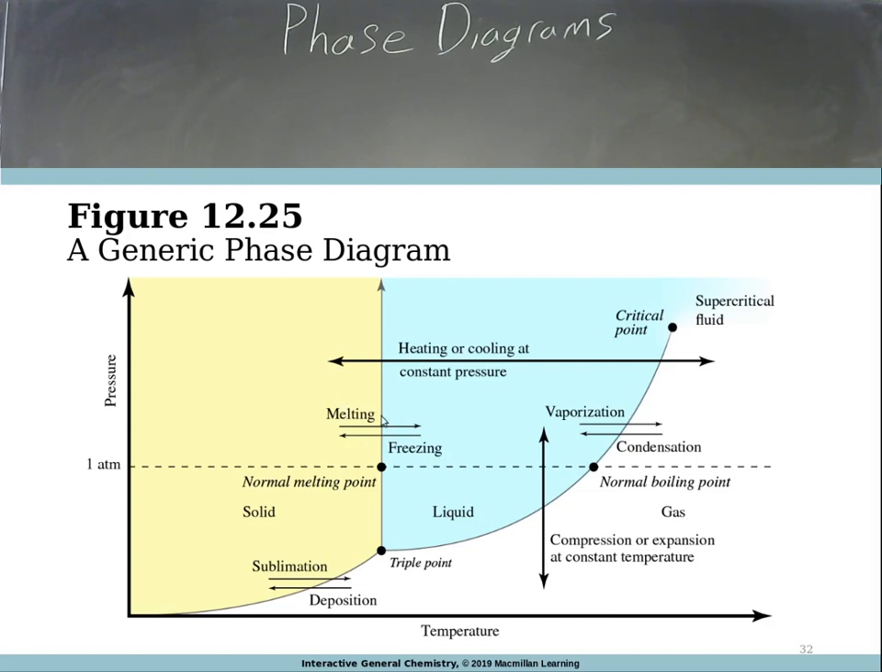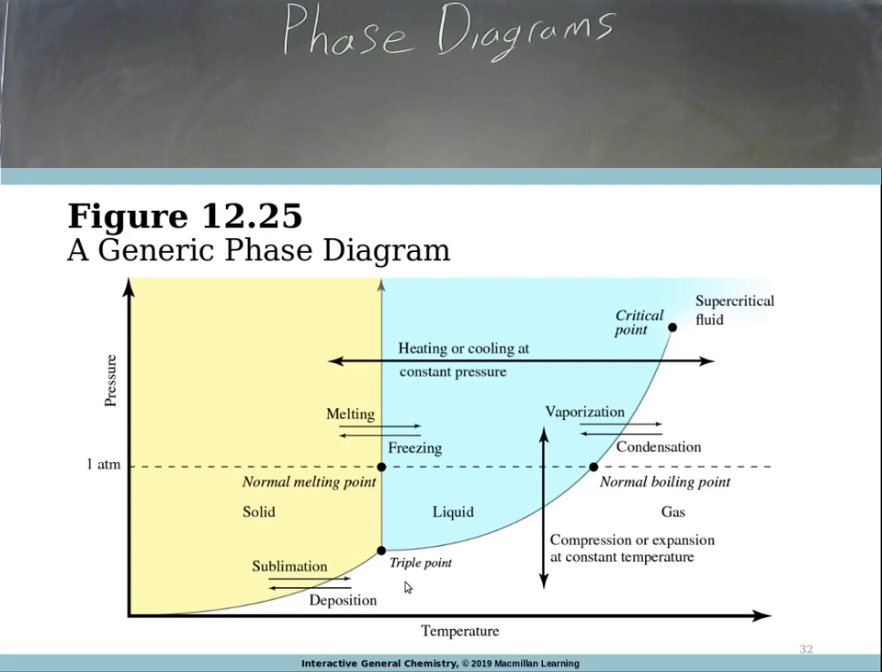If you move from left to right, then you're warming up the substance. So it makes a lot of sense that if I start as a solid up here at relatively high pressures and I increase the temperature, it will melt to form a liquid, and I continue to increase the temperature, eventually it will boil to form a gas. If I'm at a sufficiently low pressure, then instead of melting, we'll get sublimation directly from solid to gas.